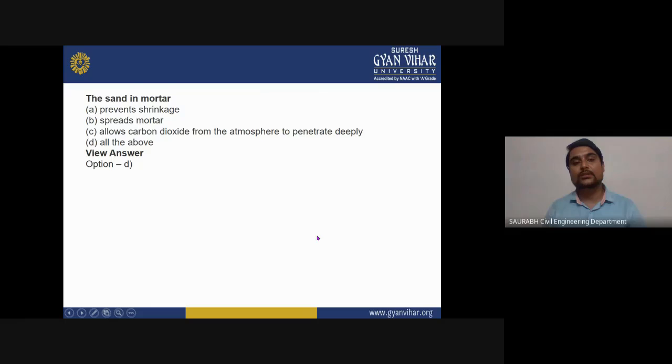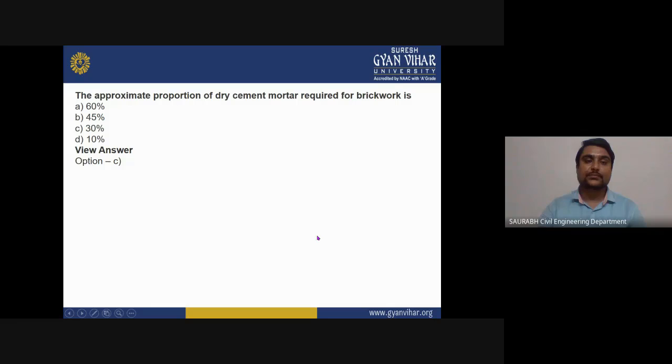Now come on to the MCQs. First MCQ: what is the sand in mortar for? First one is prevent shrinkage. Speed mortar, allow carbon dioxide from the atmosphere to penetrate deeply, and all of the above. Here the right answer will be D, all of the above.